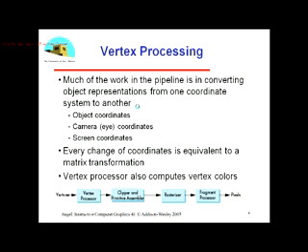Vertex processing. Much of the work in the pipeline is in converting object representation from one coordinate system to another: object coordinates, camera coordinates, screen coordinates. Every change of coordinates is equivalent to a matrix transformation. The vertex processor also computes vertex colors.